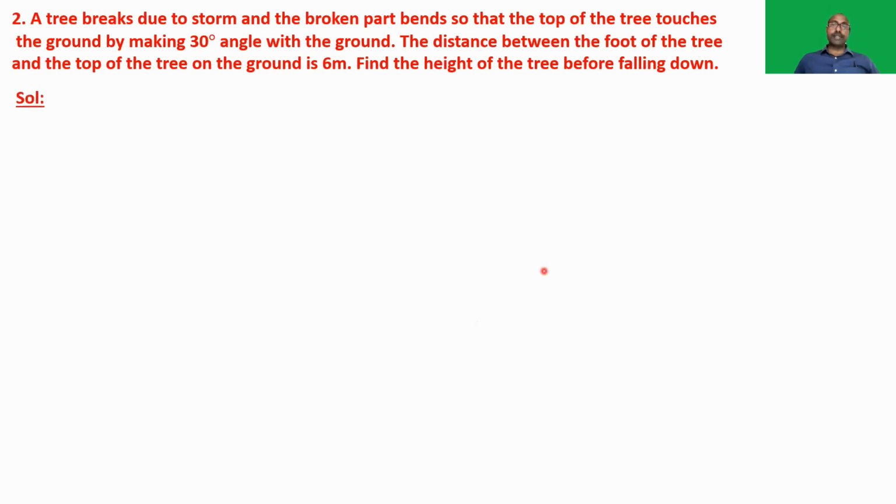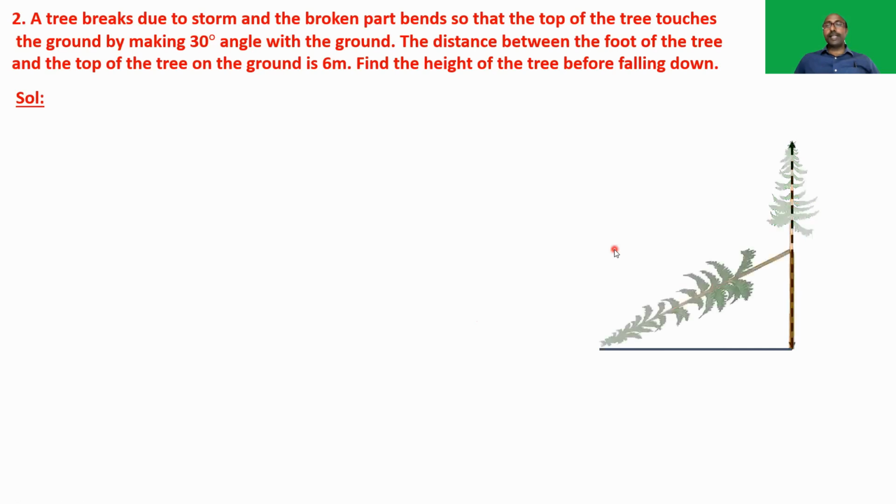And imagine the situation. First we have to imagine the situation. So this is the ground and it's a tall tree, and due to storm it bends down like this. Some part of the tree broken and laid on the ground, and the distance between the point at which the tree touching the ground and the foot of the tree is 6 meters. Okay.